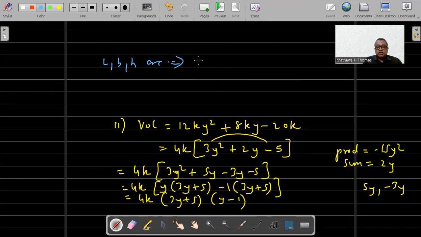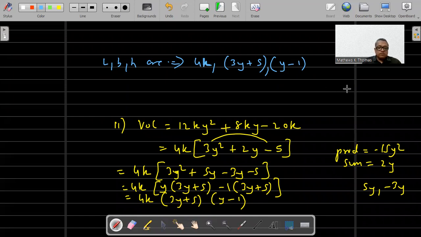I've got 3 terms here. The first term is 4k. Second term is 3y plus 5. And next term is y minus 1. And anything could be length, breadth, and height. Okay, so this could be length, breadth, and height. It's a random order, but we have got 3 dimensions, length, breadth, and height.